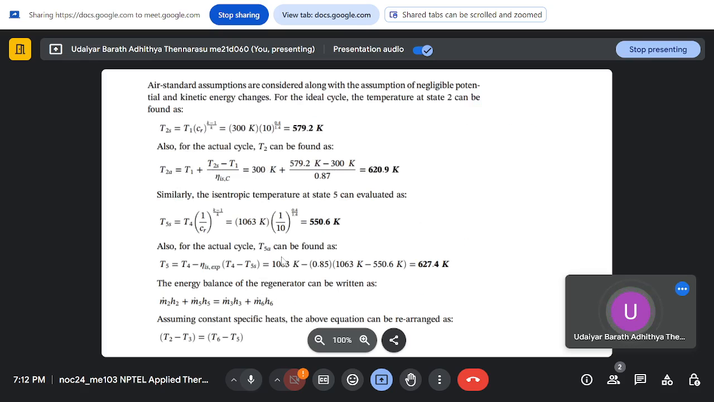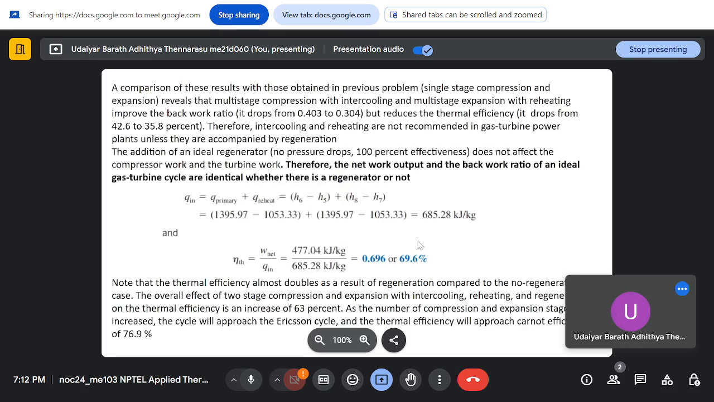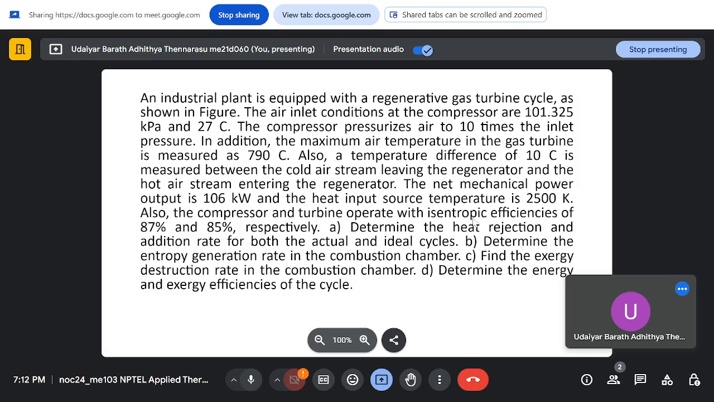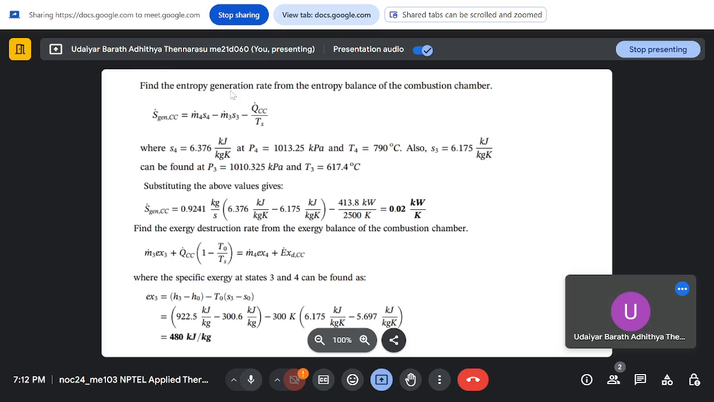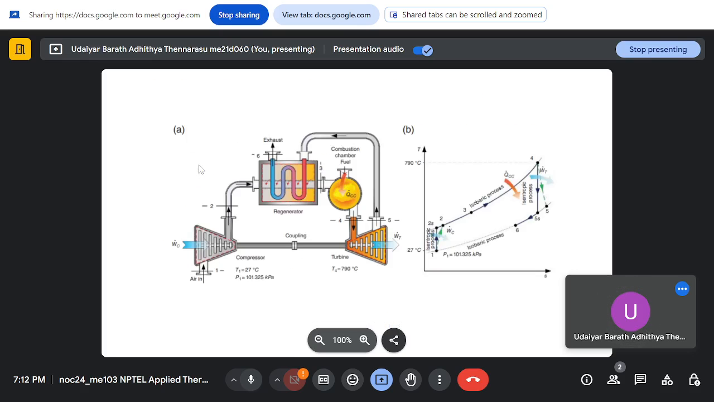So with that, we have found out the heat rejection and addition in both actual and ideal cycle. Next is to determine the entropy generation rate in the combustion chamber. So we have to do an entropy balance across the combustion chamber. So this is how the entropy balance looks like. So in minus out.